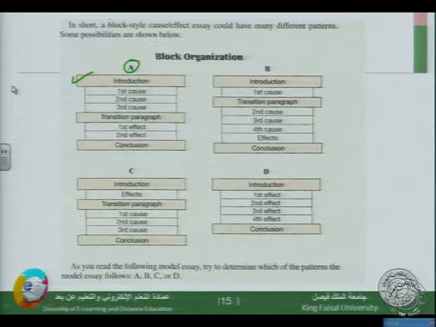You have the introduction, and after the introduction you have the body paragraphs. In the body paragraphs, for example, you start talking about the causes: one cause, second cause, and the third cause. So you're talking about reasons, right? This block is talking about reasons. But after that you need to show or write something about the results.